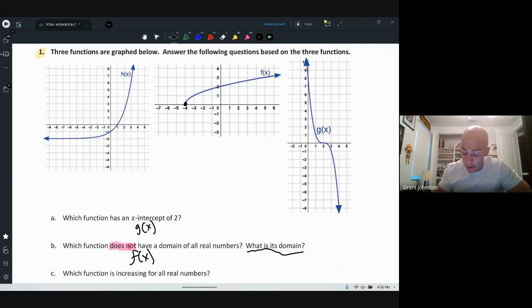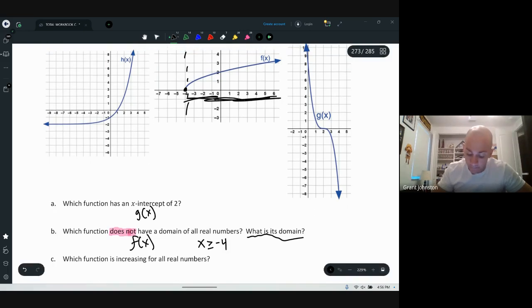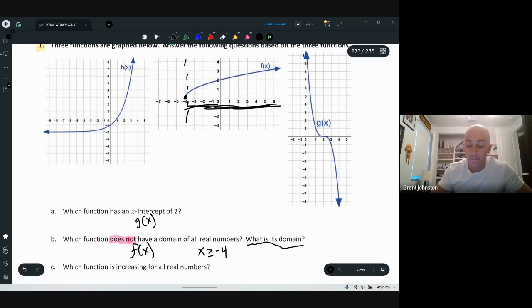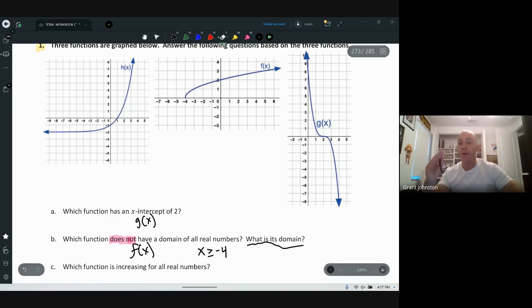And it says, what is its domain? Well, the domain is only from -4 onward. So I'm going to say the domain would be when x is greater than or equal to -4. Okay. So its domain is only for x when x is greater than or equal to -4. It's only -4 and greater.